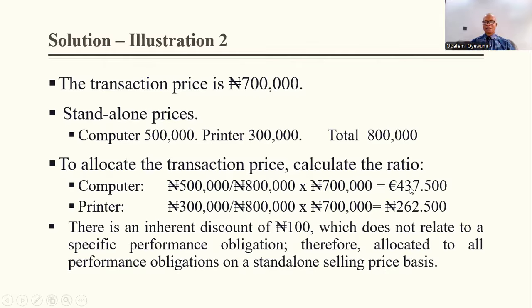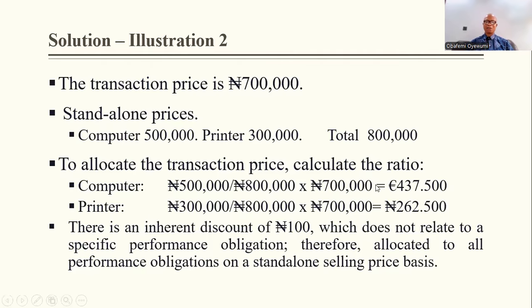So you have 437,500, it's naira, please, and then the other one is 262,500. Okay, so we have an inherent discount of 100,000 in this case, which does not relate to a specific performance obligation. Therefore, it's allocated. So that means that every item here will benefit from the discount.